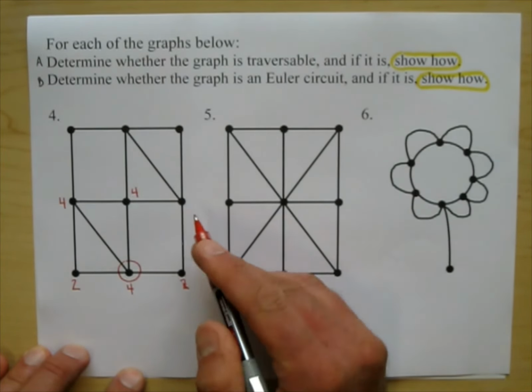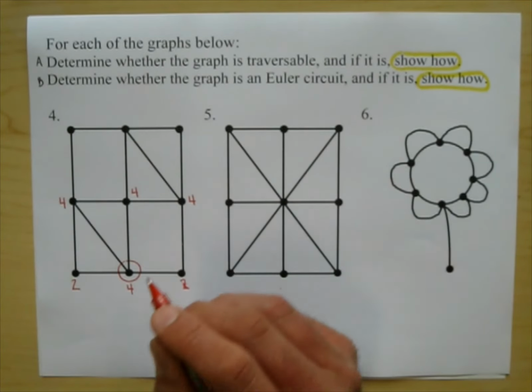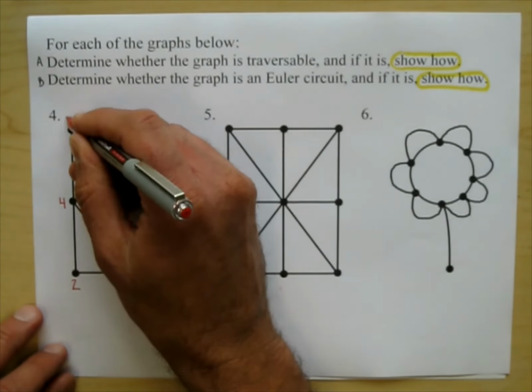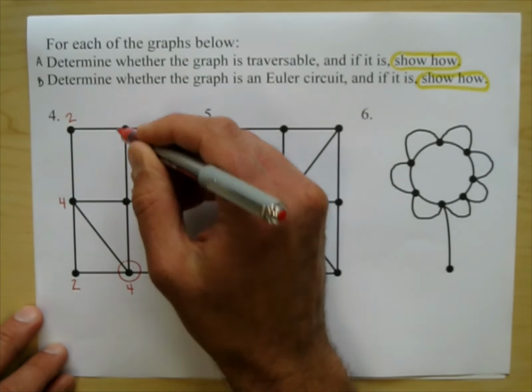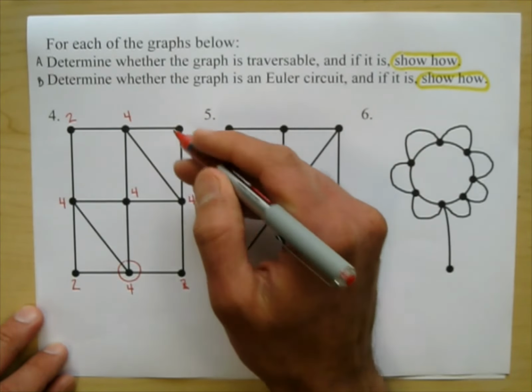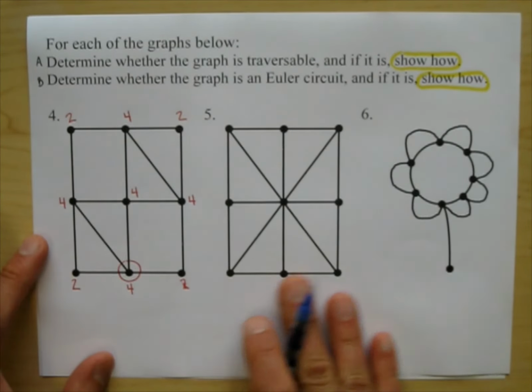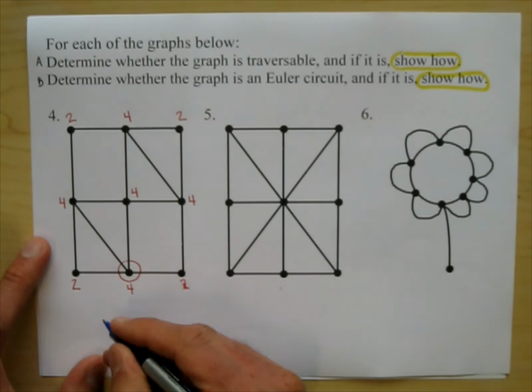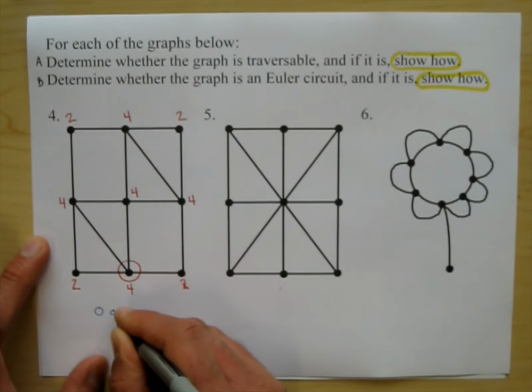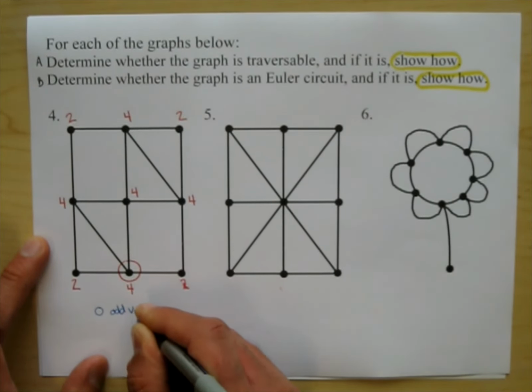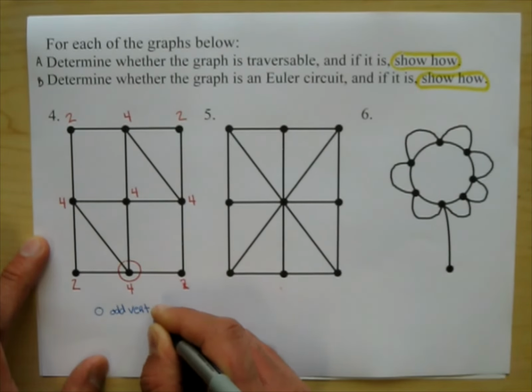4. 4. And then we have 2 right there. 1, 2, 3, 4. And then 2. Okay, so what do we notice about the vertices? Well, there are 0 odd vertices.